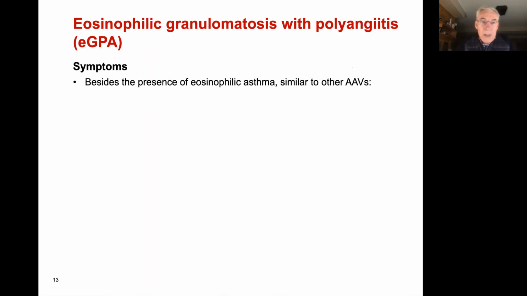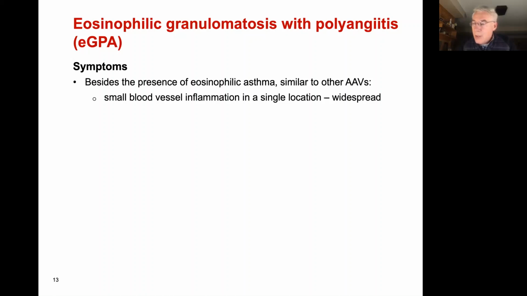Okay, so let's talk about the symptoms of EGPA. So typically these patients have eosinophilic asthma, but otherwise the diseases are relatively but not quite identical, so similar but not identical to the other two forms of ANCA vasculitis. So first of all, there is small blood vessel inflammation. This is not a disease of large arteries. It's more of small to medium-sized arteries, as well as capillaries, and even a little bit on the venule side of the circulatory system.